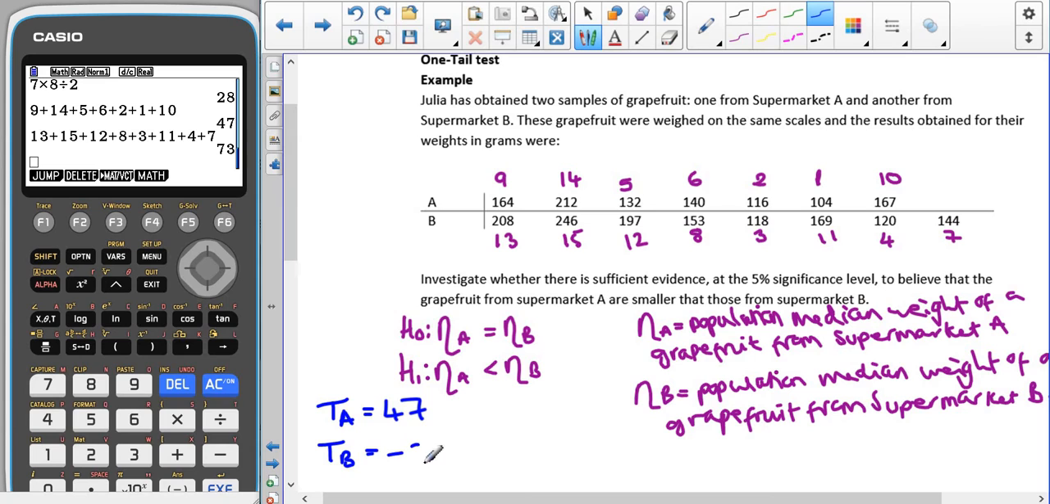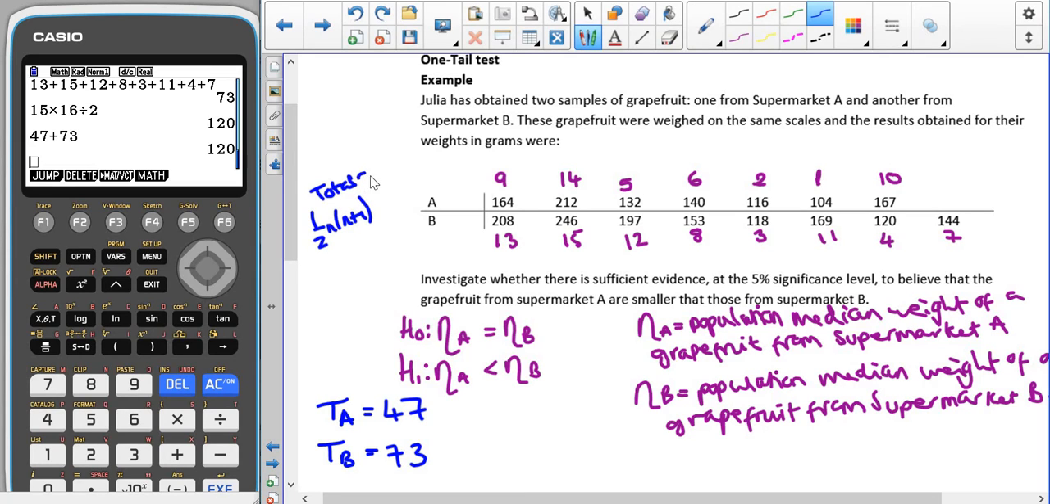And in the same way as we could check with the Wilcoxon signed rank test, we can check that we've added those up correctly. We had 15, so 15 times 16 divided by 2 gives us 120, and 47 plus 73 also gives us 120. So we've definitely, well, probably added those up correctly. That's using the formula that's on page 25 related to the Wilcoxon signed rank test, of a half n times n plus 1, which should be the total of the ranks.